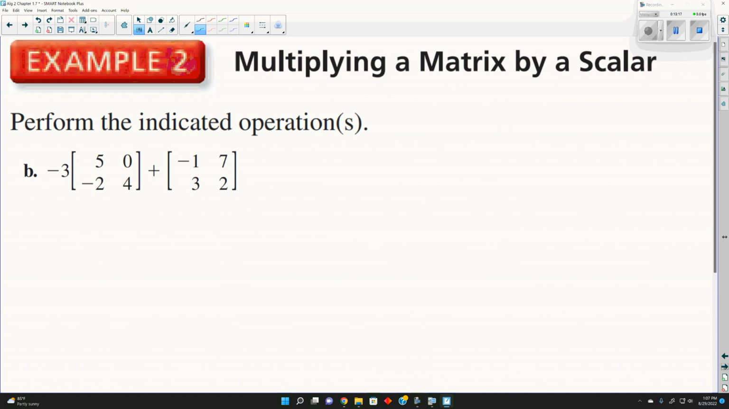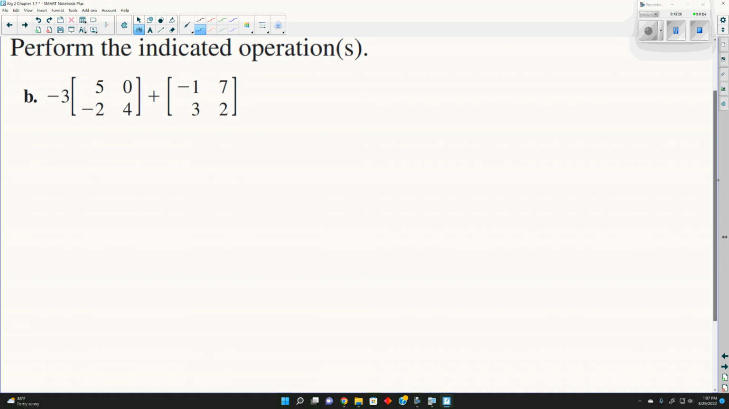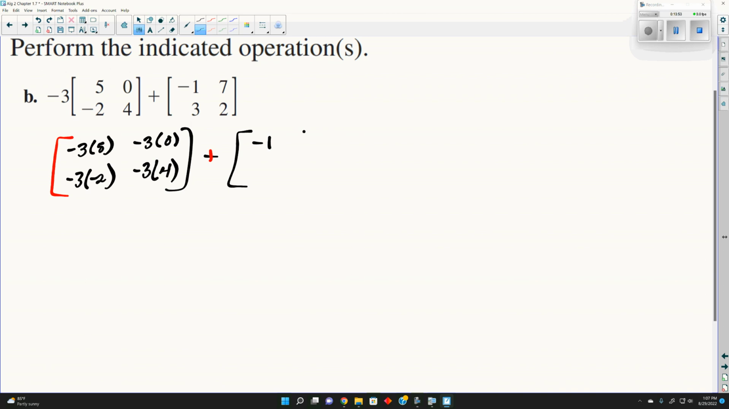We can actually combine them. We can do scalar multiplication with addition and subtraction. Now, whenever we work these out, we always do the scalar multiplication first and then add or subtract second. So we want to multiply and then add or subtract. So here, we would multiply that negative 3 through first. So we can say negative 3 times 5, negative 3 times 0. Then we'd have negative 3 times negative 2. And lastly, negative 3 times 4. And we're going to add 2 at our negative 1, 7, 3, and 2.